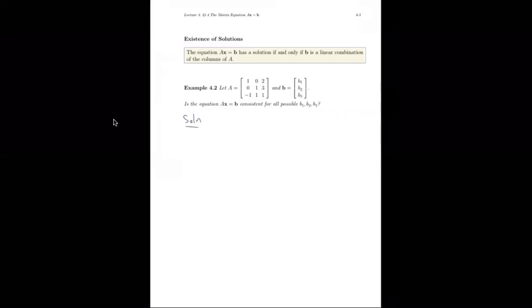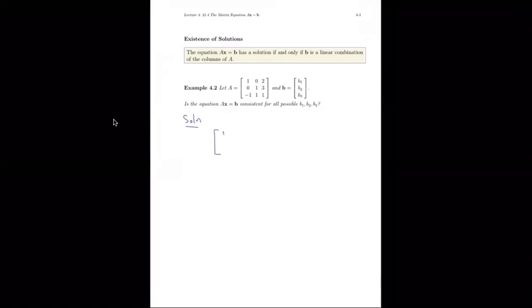So the question this example asks, after we let A be the given matrix and B be a three-component column vector, B1, B2, and B3, is: is the equation AX equals B consistent for all possible B1, B2, and B3 values? In other words, will we have a consistent system, a solution for this system, one or more, for any possible combinations or values of B1, B2, and B3. So let's see if we can use what we know already in order to answer this question.